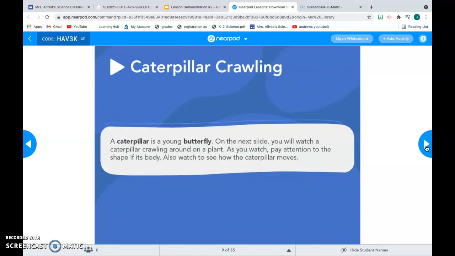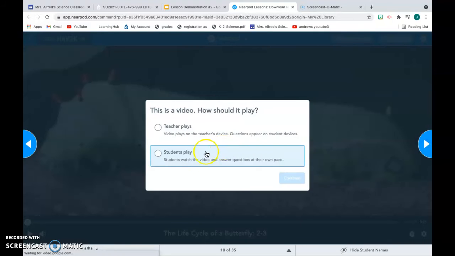Caterpillar crawling. A caterpillar is a young butterfly. On the next slide, you will watch a caterpillar crawling around on a plant. As you watch, pay attention to the shape of its body. Also watch to see how the caterpillar moves. So this is really awesome for those of you that are visual learners and you need to see exactly what we're learning. This is for you and I need you to pay attention. I'm going to go to the next slide and let's see a caterpillar.